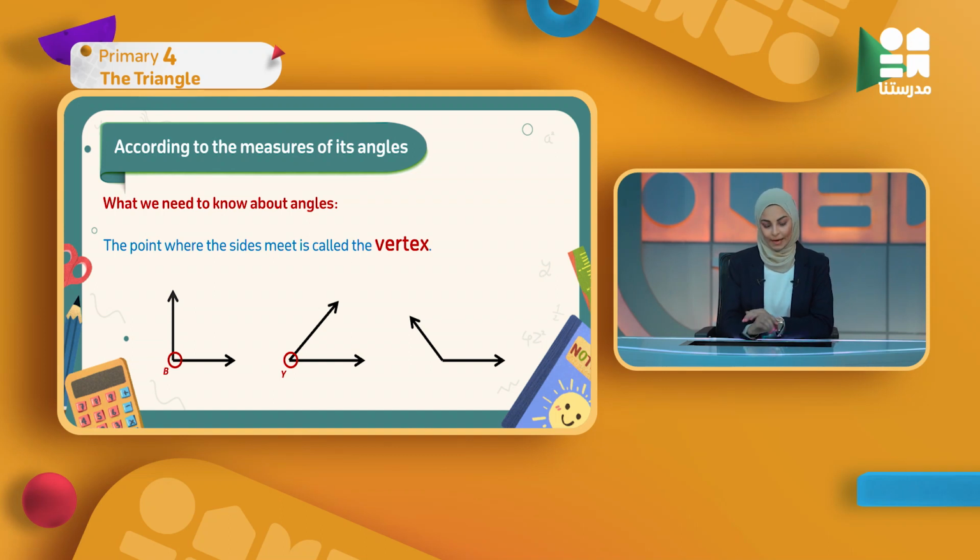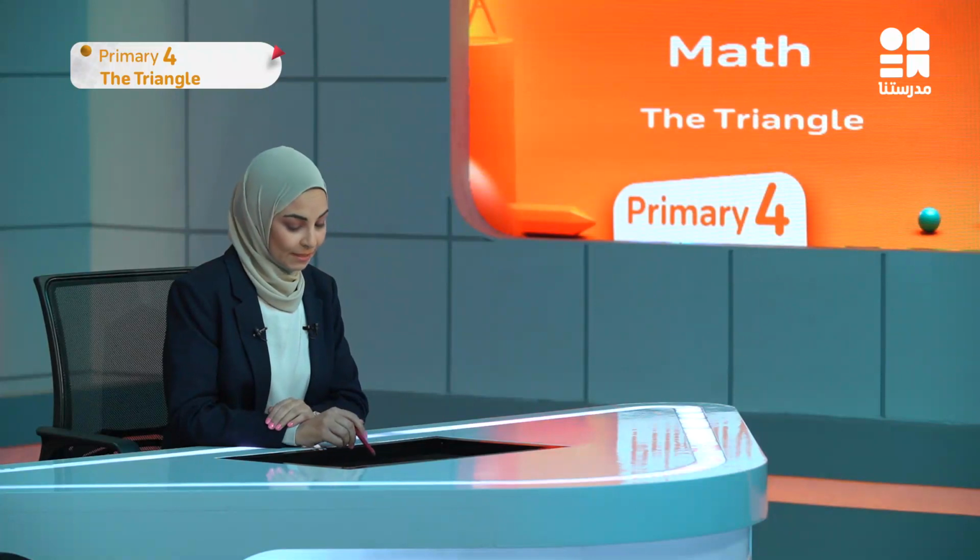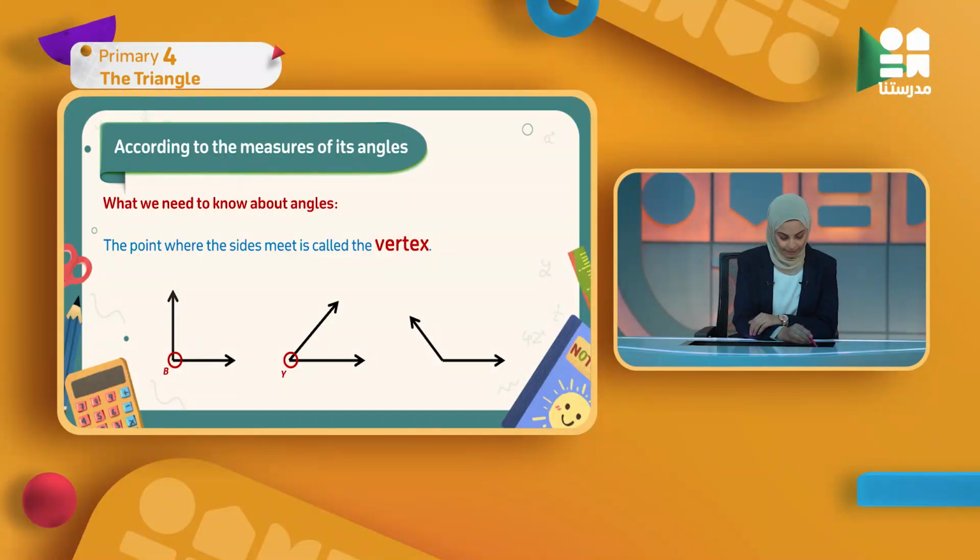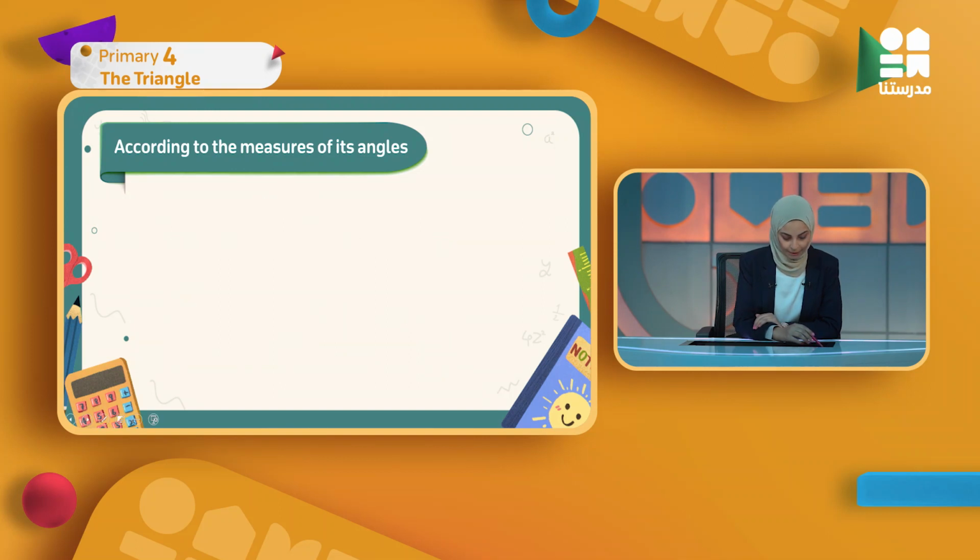Let's see the second angle. Where's the vertex? Yes. Y is the vertex. Why? Because the 2 sides meet at this point. So, I call point Y the vertex. Let's see the third one. Letter M, or point M, is the vertex. Why? Because the 2 sides intersect at this point. So, I call it the vertex.